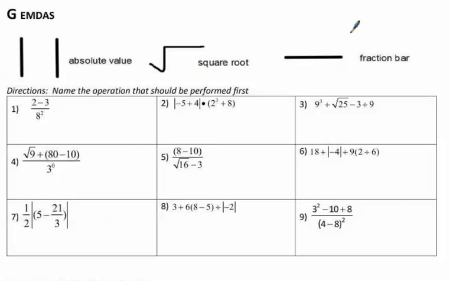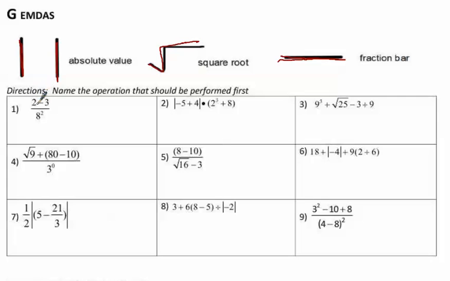Some more practice with GEMDAS. Just a reminder, 2 straight up and down bars is the absolute value. Remember, the outcome is positive because it's the distance from 0. This is a square root, and this one line horizontally will be a fraction bar, meaning division. So in these cases, if you have a fraction bar, you always want to make sure you simplify the numerator, simplify the denominator, and then, as your last step, divide.